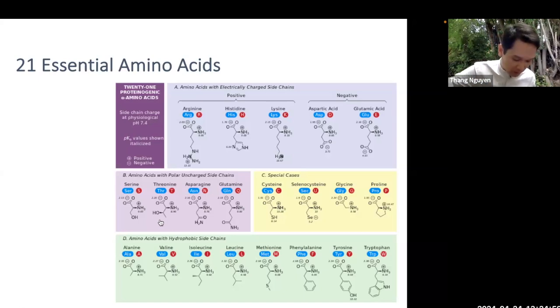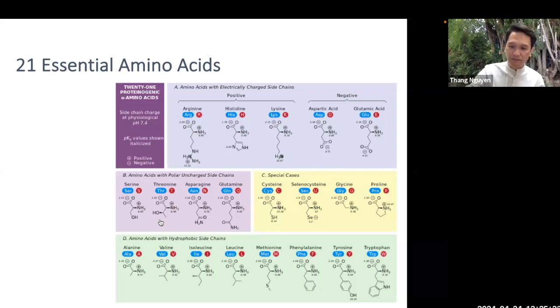Okay, so if you're an omnivore, you eat both plants and animals, you would get all of your essential amino acids, all 21 of them. If you are a vegetarian, for example, you might not get all of your essential amino acids unless you are very specific and intentional about what you eat.